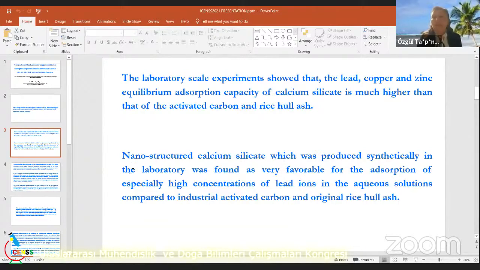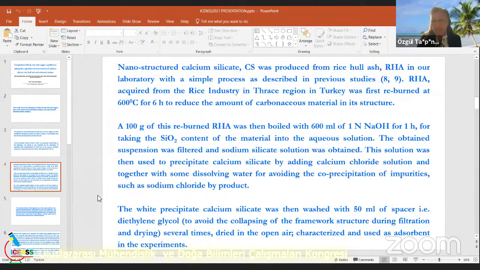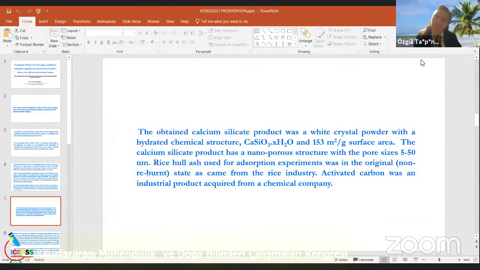capacity with the industrial product, a very common product, activated carbon's capacity. Its production is very easy. If I would like to tell about it a little bit, we take the ash, we reburn it at 600 Celsius, and we extract the silicon dioxide content of it with sodium hydroxide into the solution as sodium silicate. Then, with the sodium silicate solution, we treat with calcium chloride to precipitate calcium silicate.